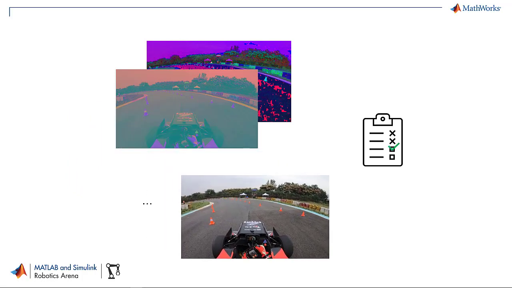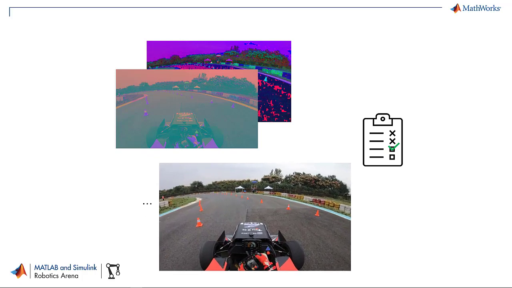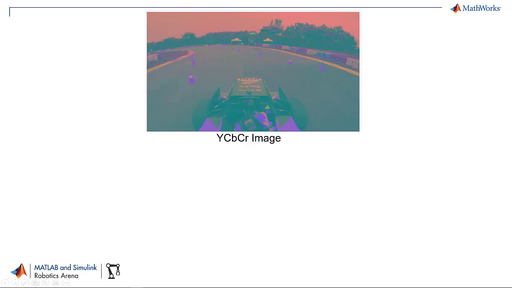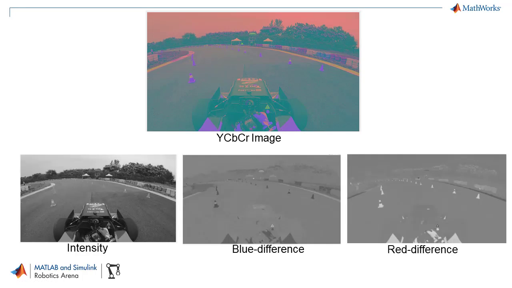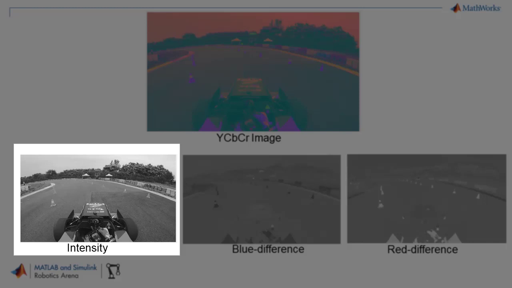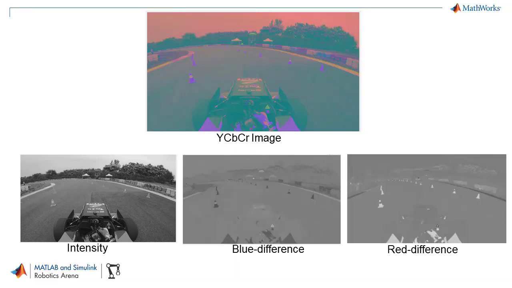The answer is, well, it depends on the type of image that you're working with and the nature of your region of interest in that image. The best way to find out is to try different color spaces and find the color space that will help you get the highest probability of success to find your region of interest. Now, let's say for your task, you just need the intensity information. For this, all we'll need to do is use the Y channel from the YCbCr color space, which is a grayscale image.